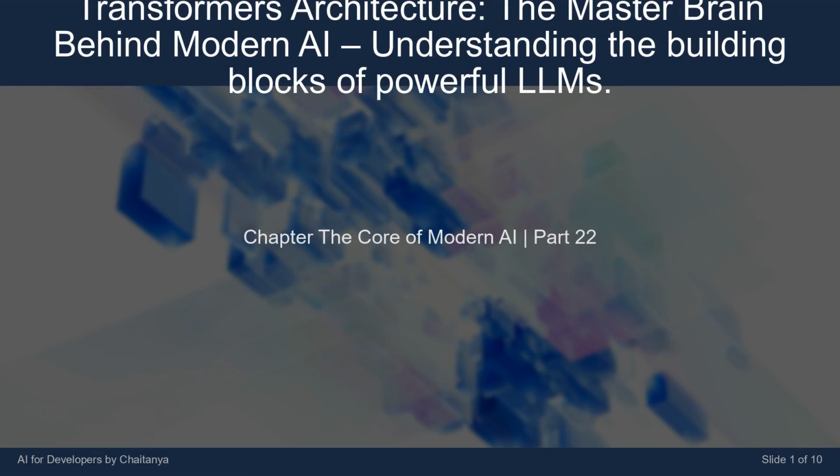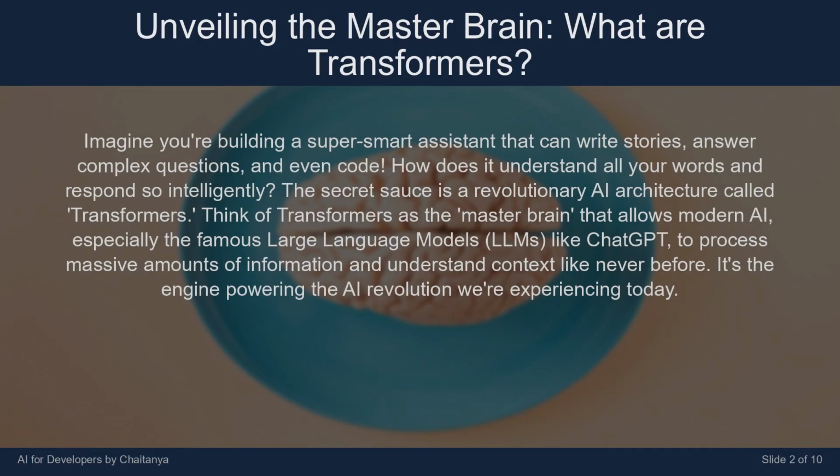I'm Chaitanya talking bot. Today's lesson is titled Transformers Architecture: The master brain behind modern AI, understanding the building blocks of powerful LLMs. Imagine you're building a super smart assistant that can write stories, answer complex questions, and even code. How does it understand all your words and respond so intelligently? The secret sauce is a revolutionary AI architecture called Transformers.